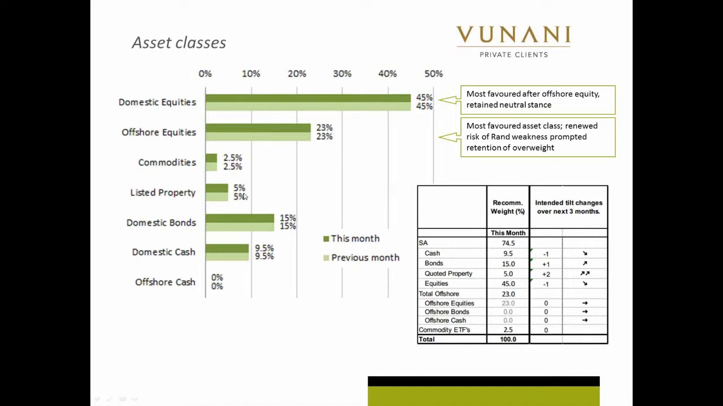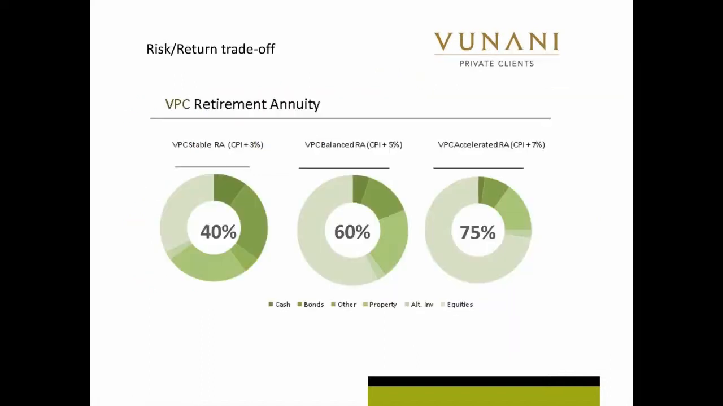This is our economist's view. We're probably a little bit more listed properties than that. Domestic bonds, 15%. And he's got a big chunk of cash. We never sit with 9.5% in cash. We think that's a bit of a waste. We'd probably have a lot less cash than that. So I've got some real asset allocations of our own. This is our theoretical one that we work on with our economist.